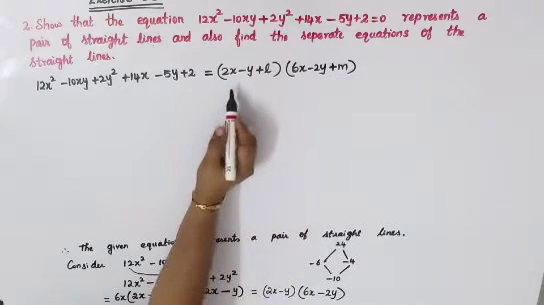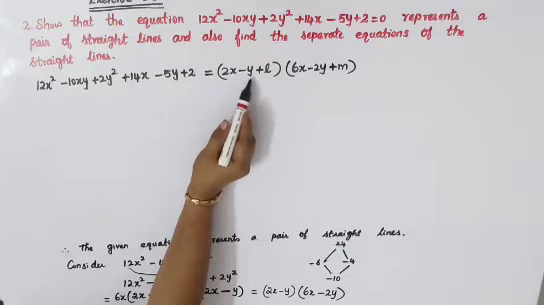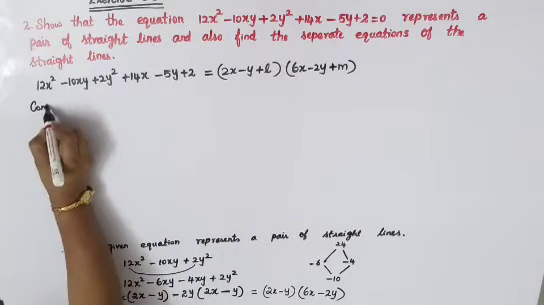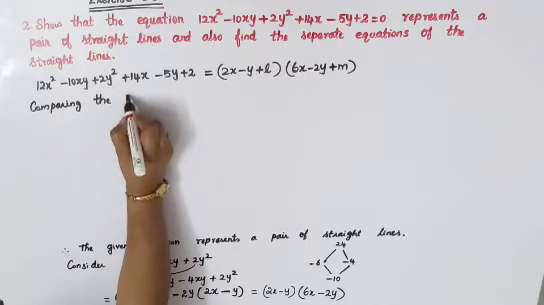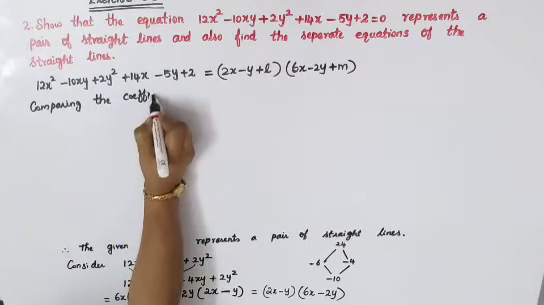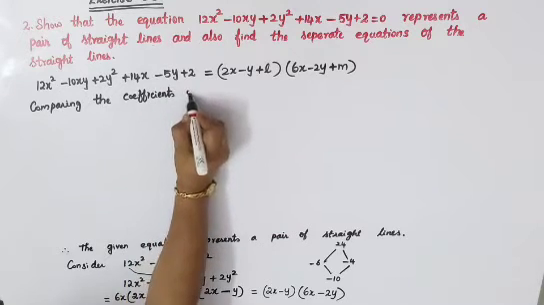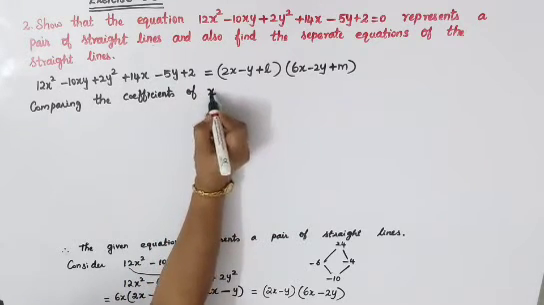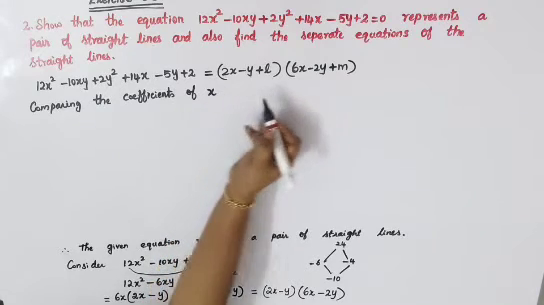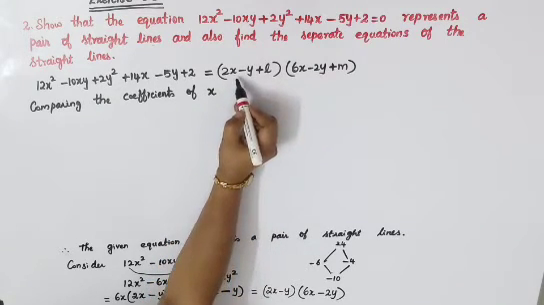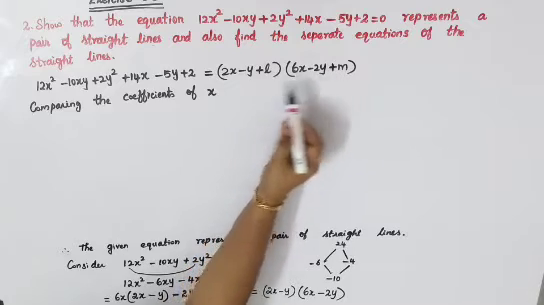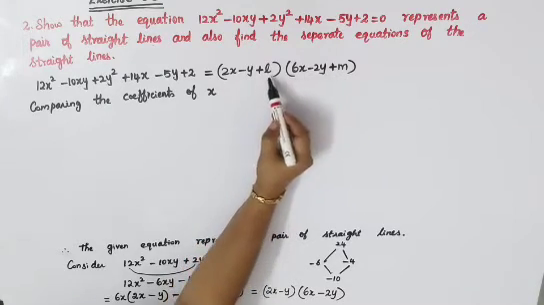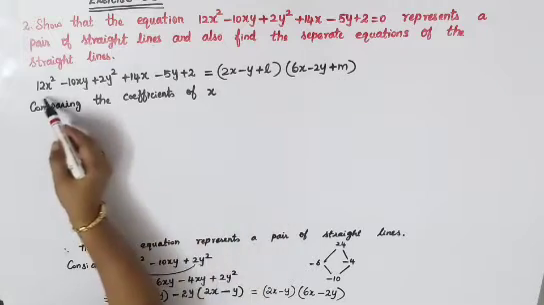Now the next step is compare the coefficients of x and y. So comparing the coefficients of x. First we will compare the coefficient of x. To compare it, first what you have to do is multiply. One method is to multiply 2x with all these terms, then minus y with all these terms, then L with all these terms. Then you will get a big equation like this.